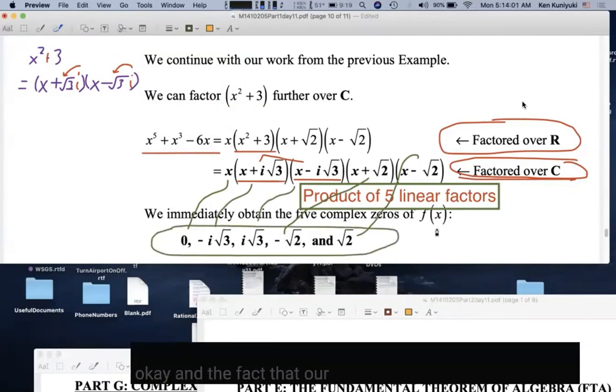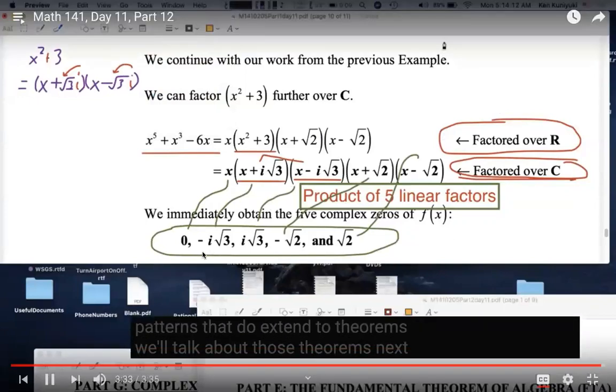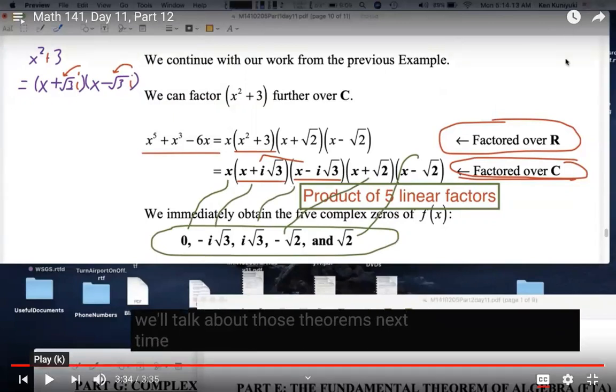Okay, and the fact that our list of complex zeros looks like this, it's not a coincidence. There are several patterns that do extend to theorems. We'll talk about those theorems next time. Okay, any questions? So for example, how are these two related? Negative i root 3 and i root 3, they're complex what? And it's not a coincidence. Correct. Let's talk.